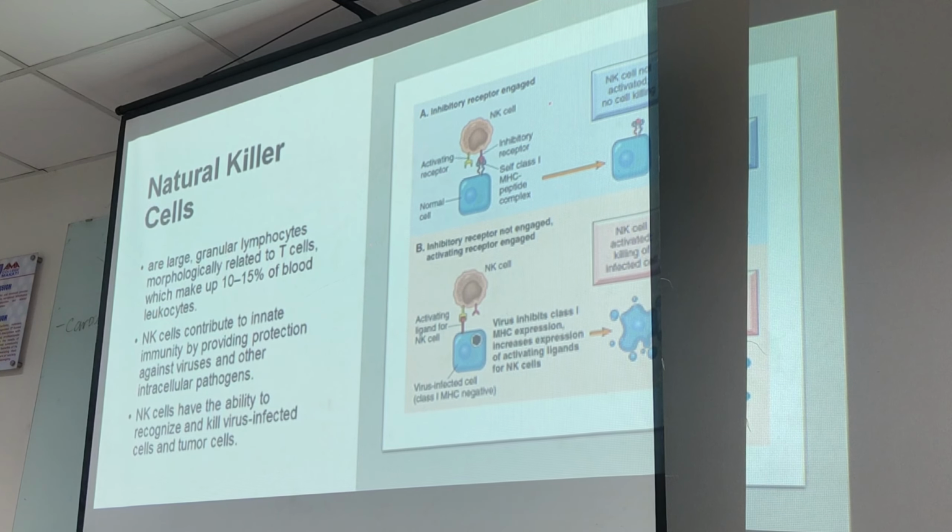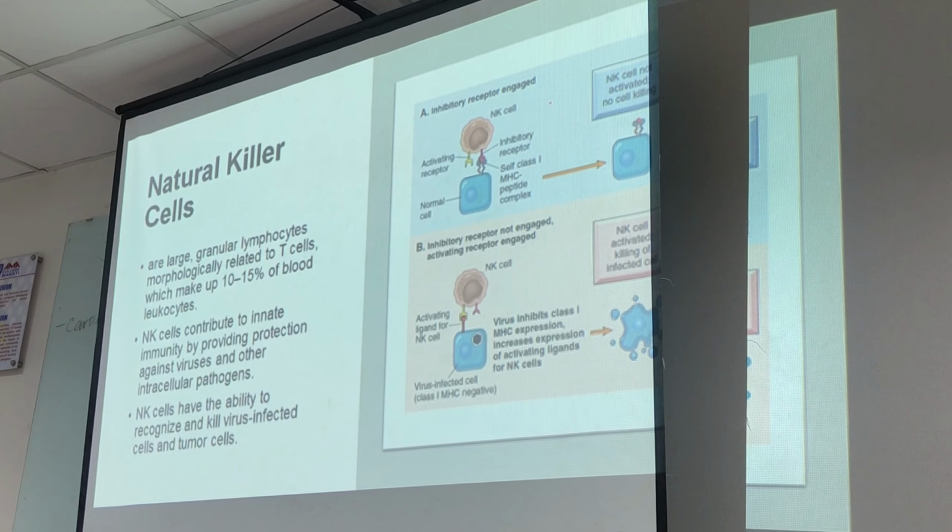NK cells are also a component of the innate immune response. These are large granular lymphocytes morphologically related to T cells, which make up 10 to 15% of blood lymphocytes. NK cells contribute to innate immunity by providing protection against viruses and other cellular pathogens. NK cells have the ability to recognize and kill virus-infected cells and tumor cells.